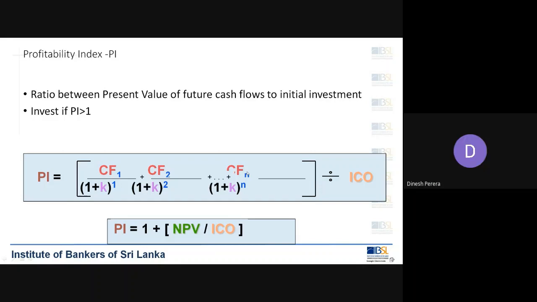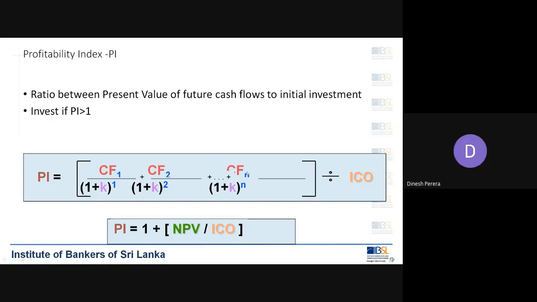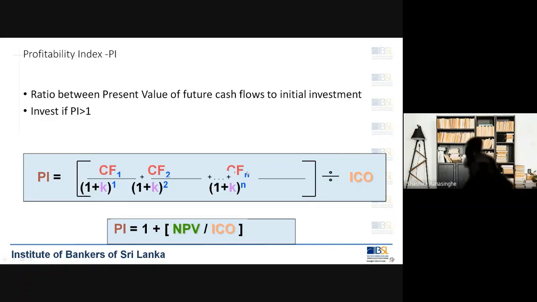We select the highest. That's if they are mutually exclusive. But if they're independent, select only those higher than 1. If independent, you invest in any project which has a profitability index more than 1. Right? If mutually exclusive, the highest profitability index. If the profitability index is less than 1, it means the project has a negative NPV, right? In which case you will not invest.